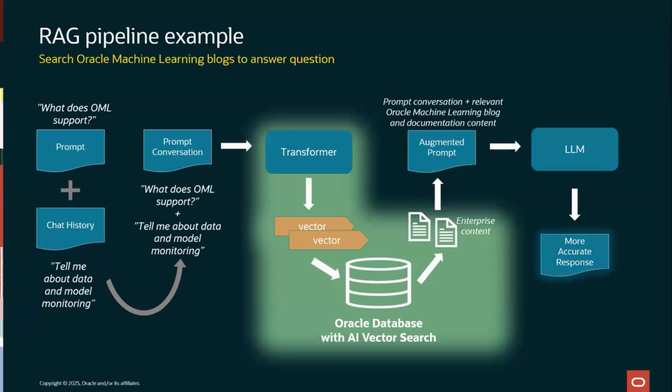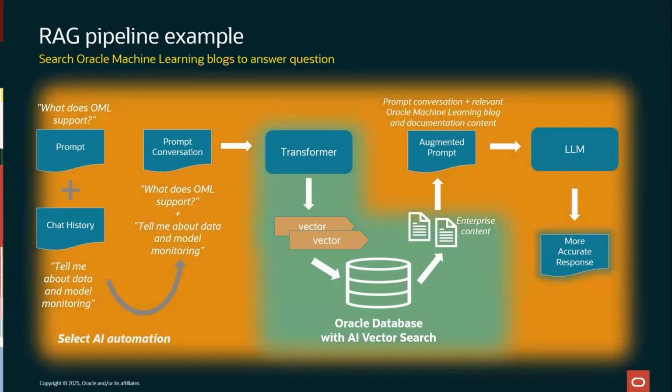Of course, AI vector search allows us to have the vector store as well as the relational database in the same component, simplifying the overall architecture. Select AI goes one step further and automates this entire process, including the production of the vector store itself. So let's take a quick look at that workflow.